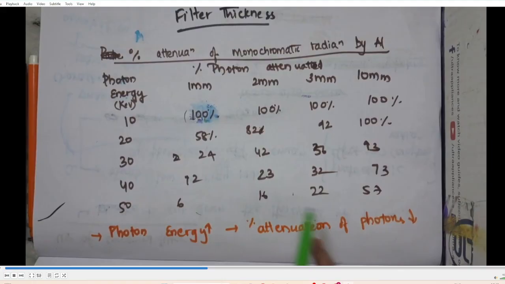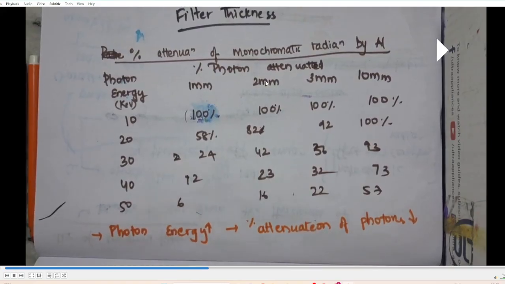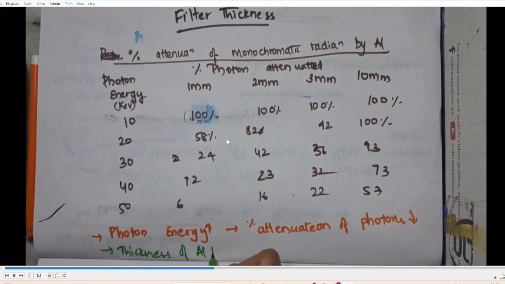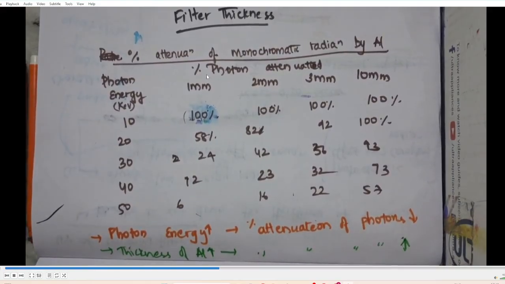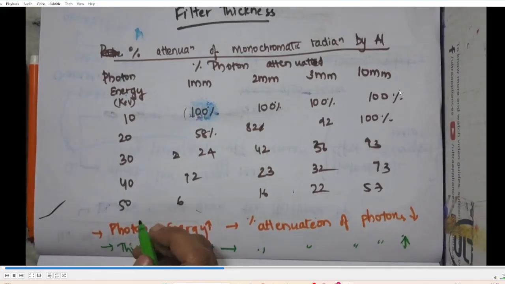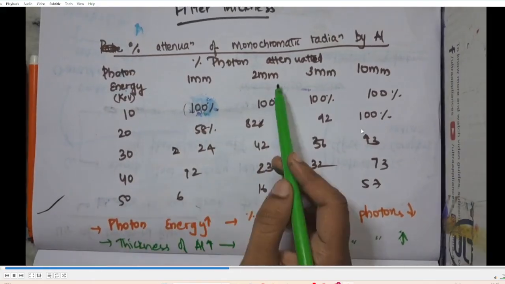There are two important things that you can get from this table. One, on increasing the photon energy, the percentage of attenuation decreases. Number two, as you increase the thickness, the attenuation and filtration also increase. So 3 mm and 10 mm are not much desirable when compared to 2 mm, which is the most desirable type of filter. As the thickness of aluminium filters increases, the percentage of attenuation of photons also increases.